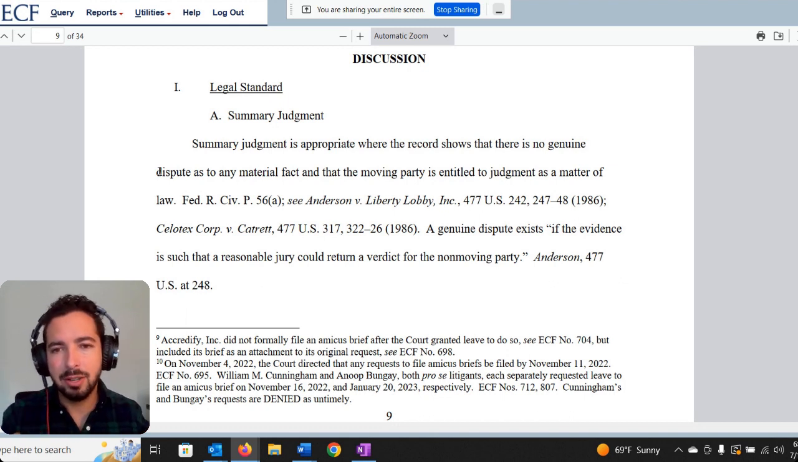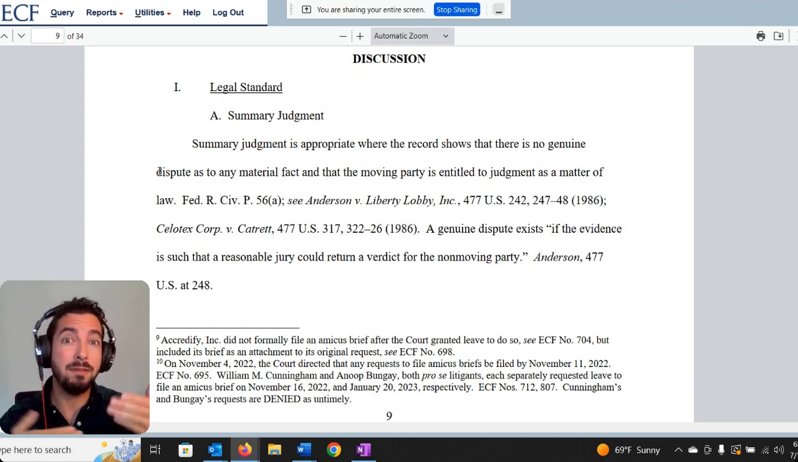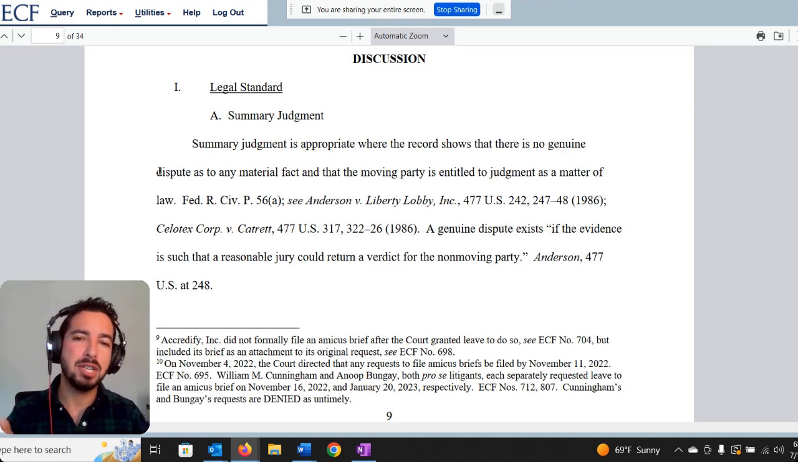So the typical example that's used is if you're in a car accident case, someone might say, hey, the light was green when I went through the intersection. And someone else says, no, the light was red. So that's going to be an important fact. What color was the light when the person went through the intersection? That's a genuine dispute as to a material fact.